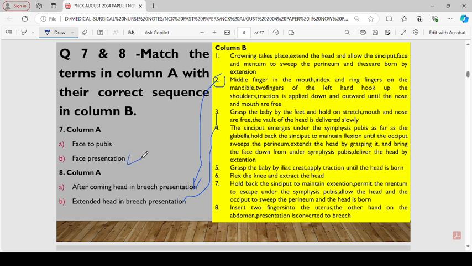This is the 7B, number 4, that is face presentation, right? And now we have the 7A, where you hold back the sinciput to maintain extension, permit the mentum to escape under the symphysis pubis, and allow the head and the occiput to sweep the perineum, and the head is born. That is 7A, number 7, face to pubis. So those were the 2 questions, and here you needed to match the terms in A and their sequence in B, right?